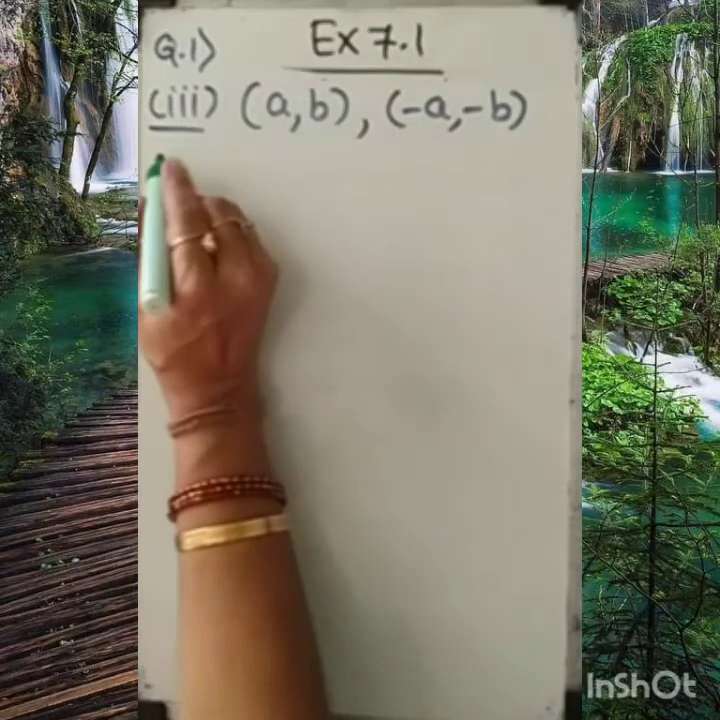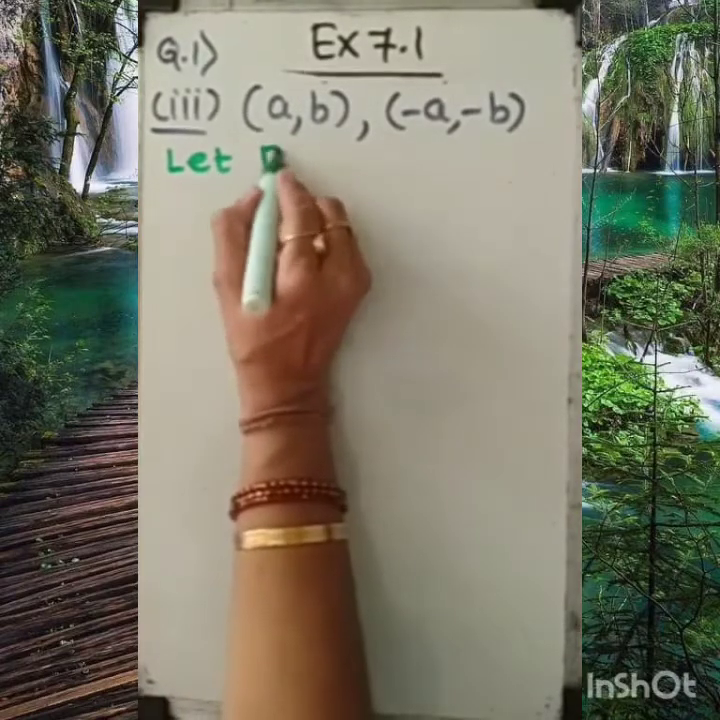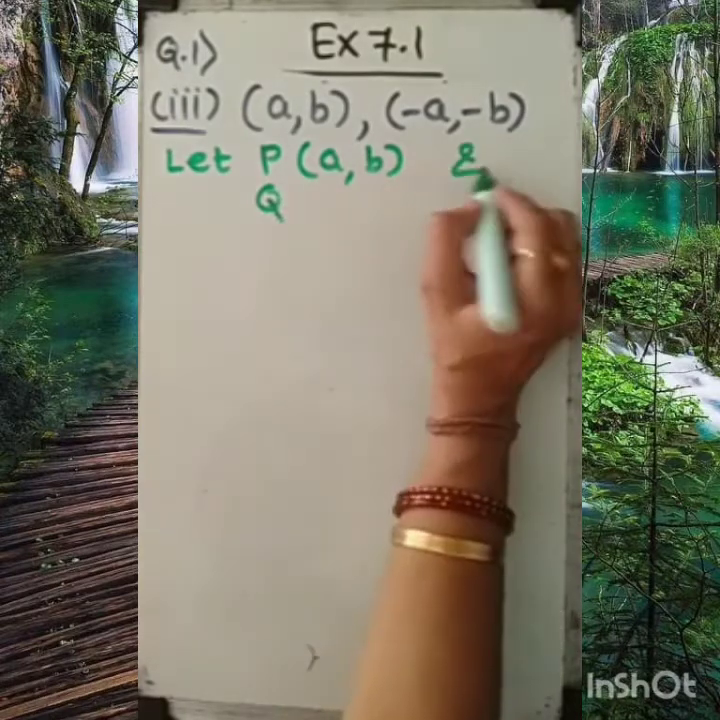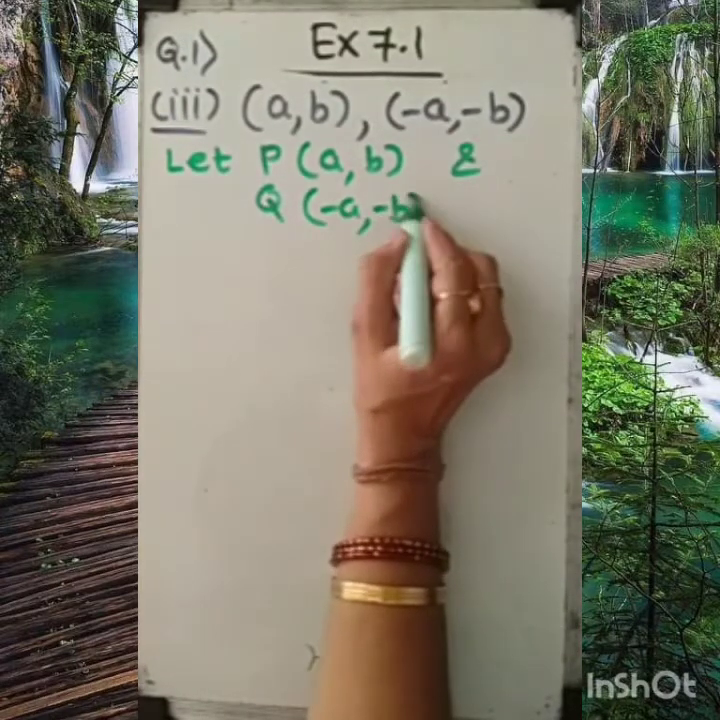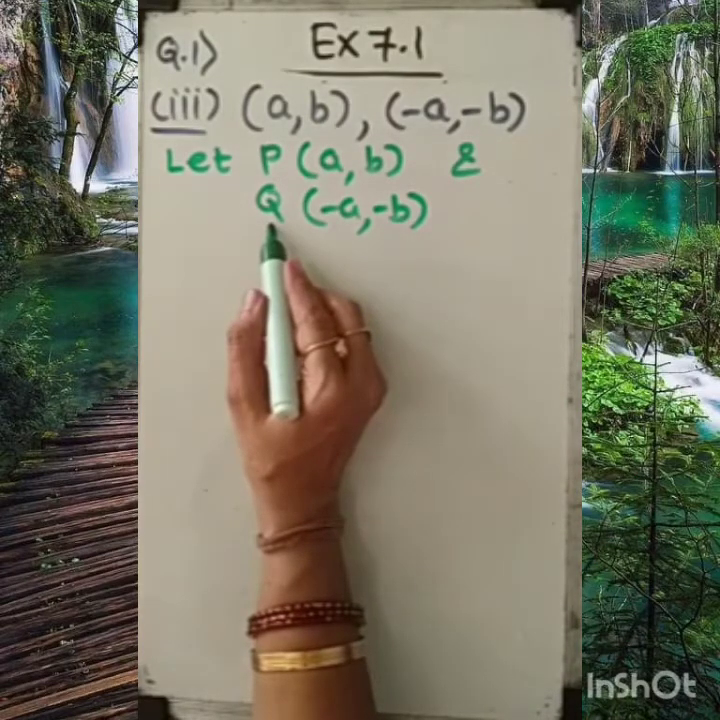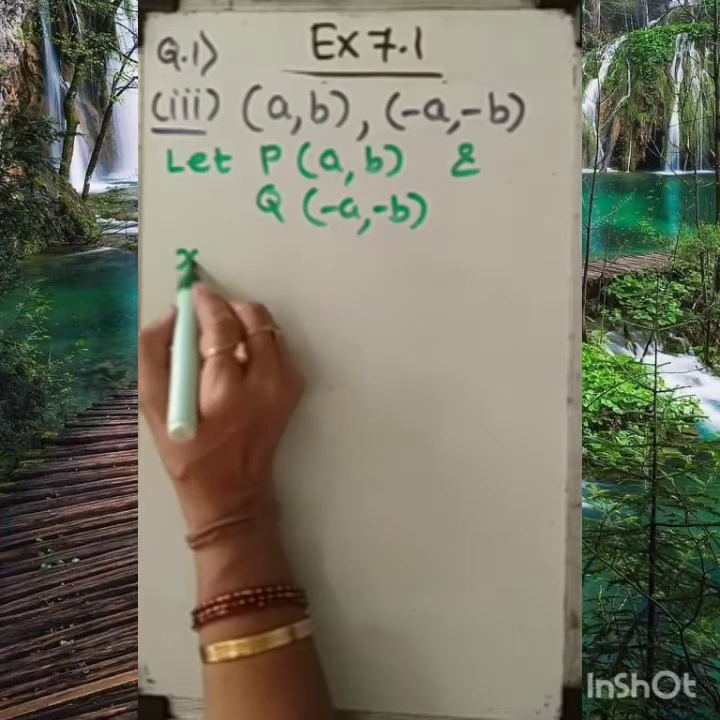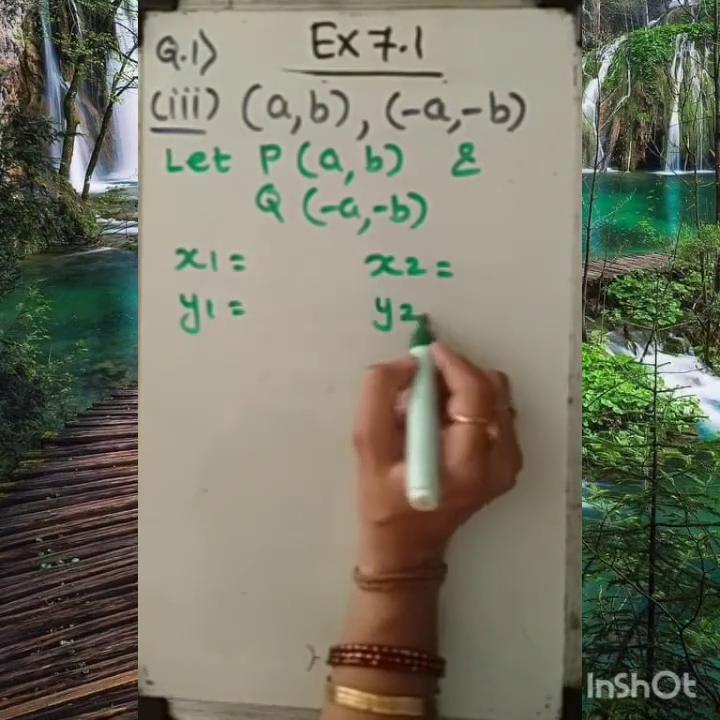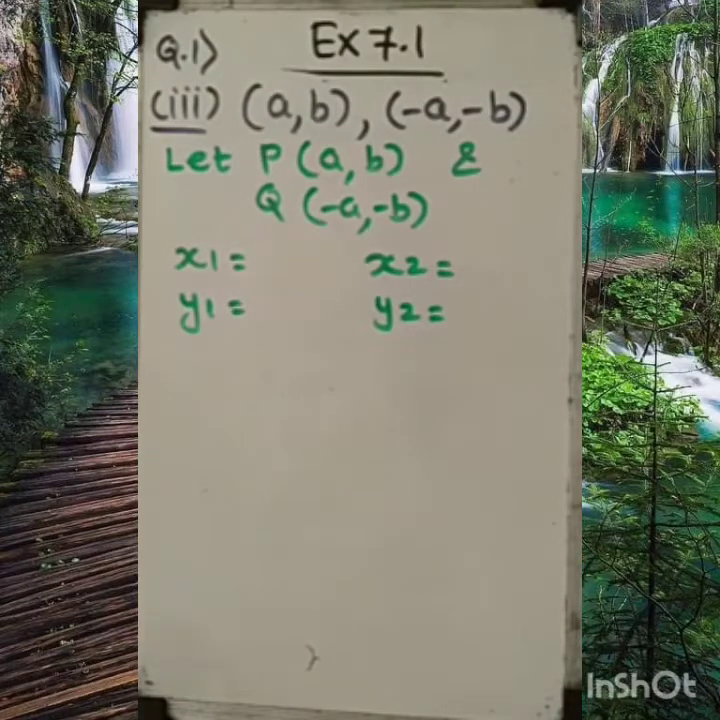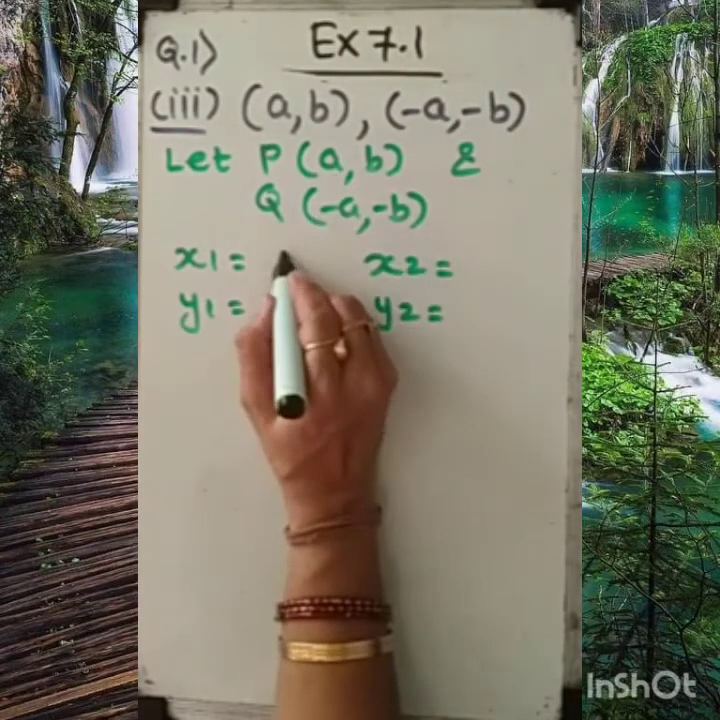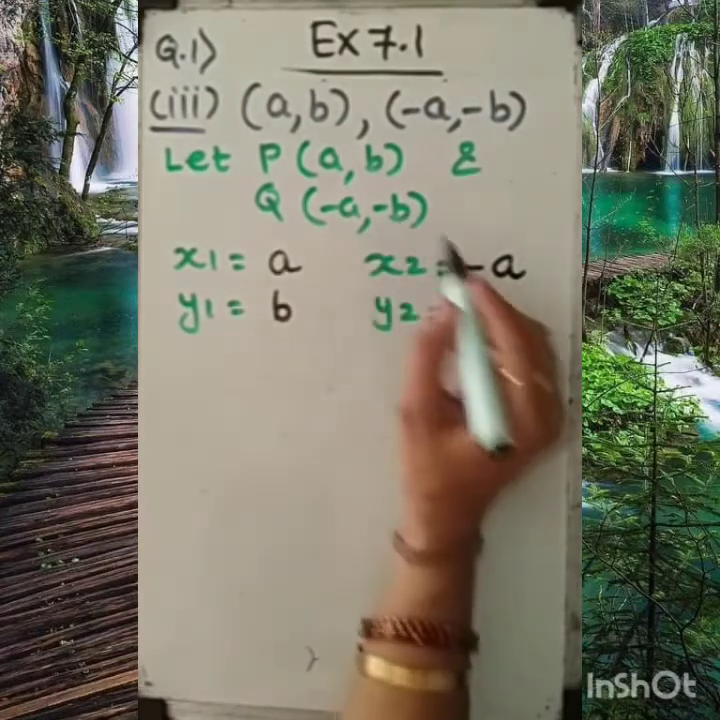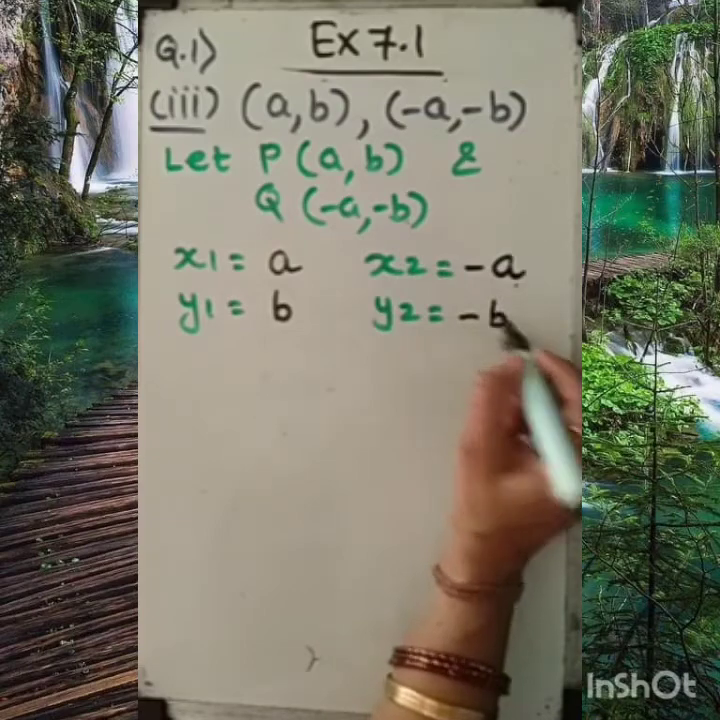But before we proceed, let me consider the first point which we are given as point P (a, b), and another point I am considering as (−a, −b), that is point Q. Now as we know, we need to mention x1, x2, y1, then y2. As you are a beginner for this chapter, you must mention everything properly. We know that x1 is a and y1 is b. Here the other coordinate of Q, x2 is −a and y2 will be −b.